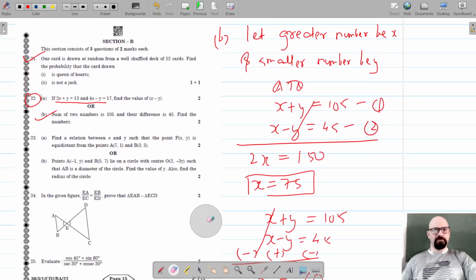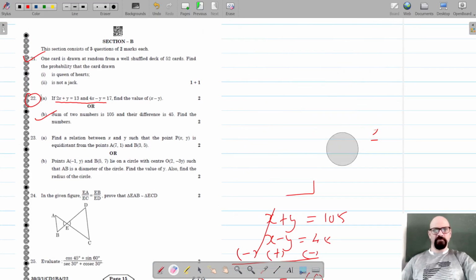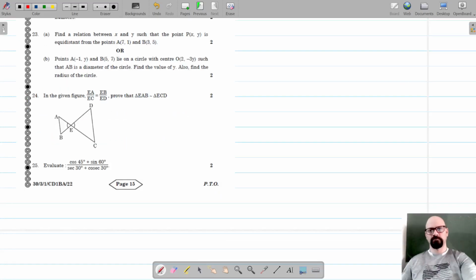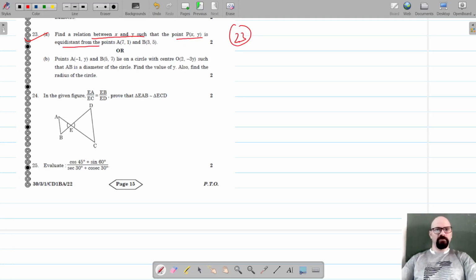Okay, moving on to the next question, that is question number 23. We have to find the relation between x and y such that the point P is equidistant from the points A and B.